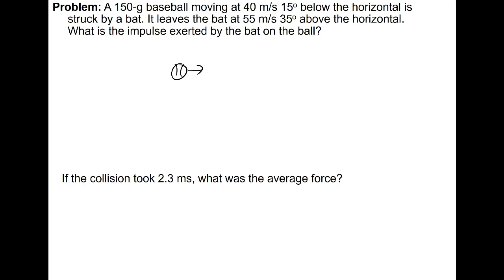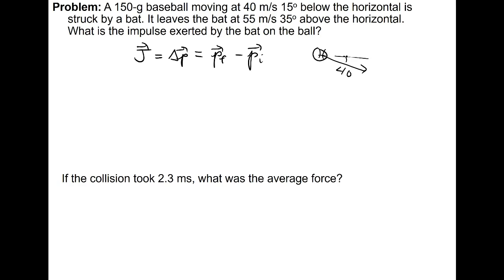Okay, so this is going to get a little bit complicated, but basically the impulse is going to be equal to the change in momentum, which will be momentum final minus momentum initial. Now we might as well write this out. Here's the baseball moving at 40 meters per second, 15 degrees below the horizontal. So momentum initial could be written as 40 cosine 15 i hat minus 40 sine 15 j hat.